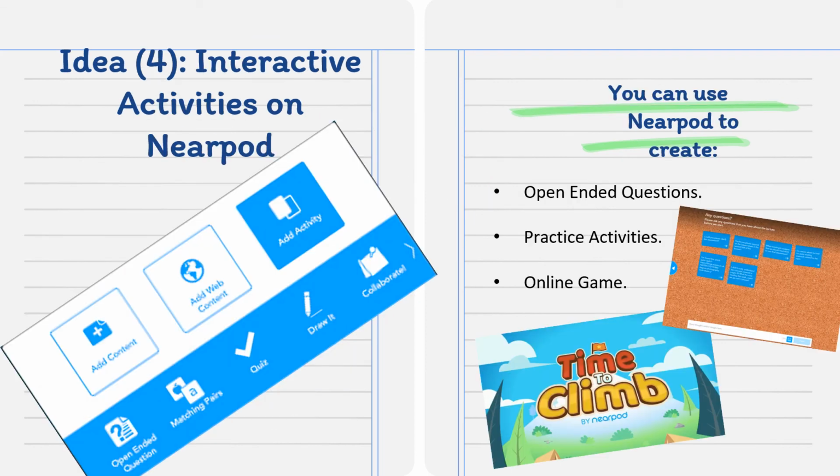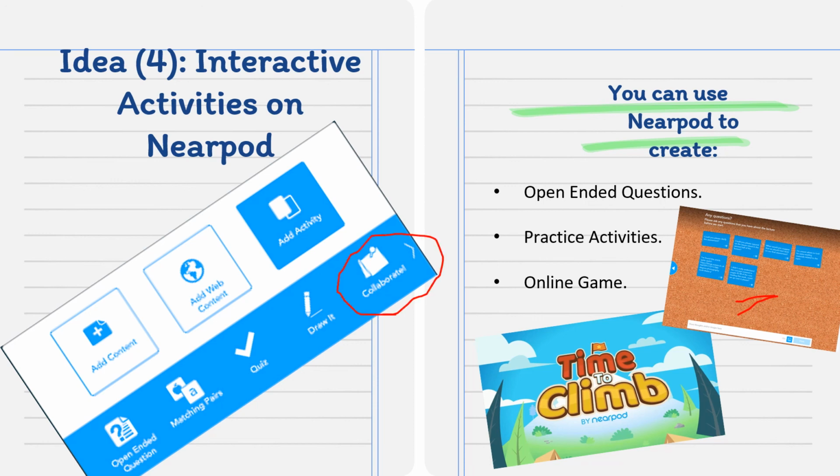Now, the fourth option, which is basically my favorite option, is to use Nearpod, as I've said earlier. So Nearpod gives you a variety of options. You can use it as sticky notes, as you can see here. You just post the question and they can respond in a sticky note. And you can also like their comments. This is called Collaborate, by the way.